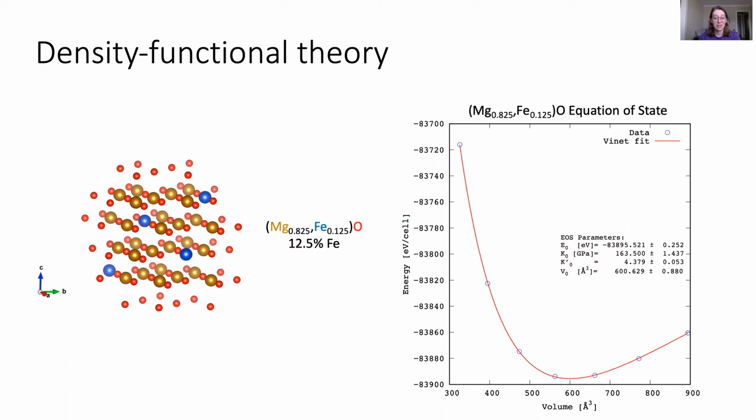I perform 7 calculations indicated by the blue circles at different volumes. Volume here is more or less pressure. The y-axis shows the energy of each volume relative to others. The lower the energy, the more stable ferropericlase is. Therefore, from this calculation, this cell is most stable around 600 angstroms.